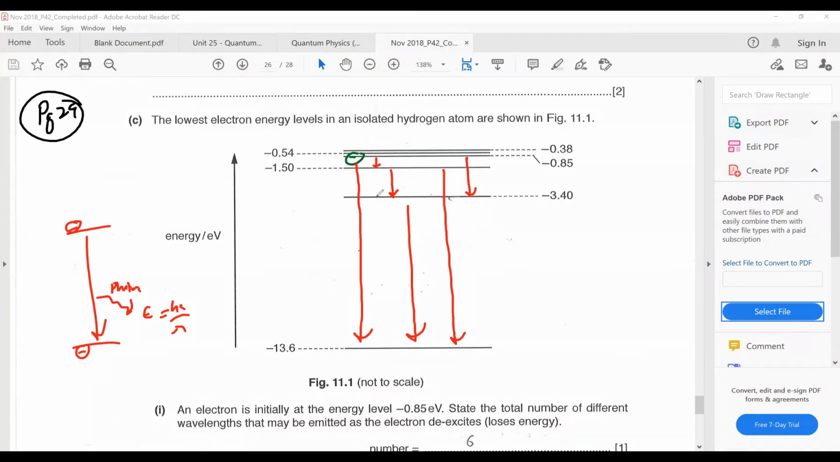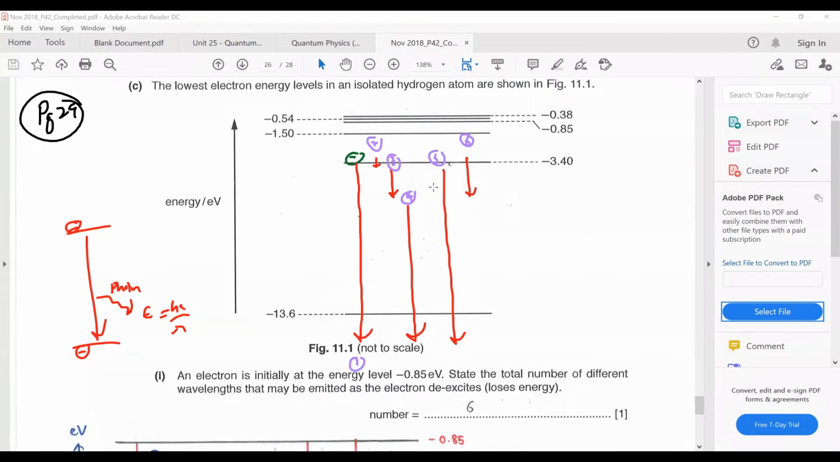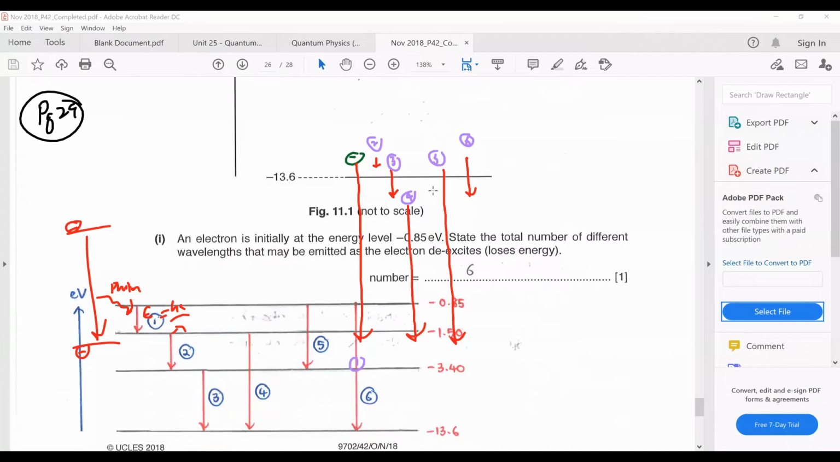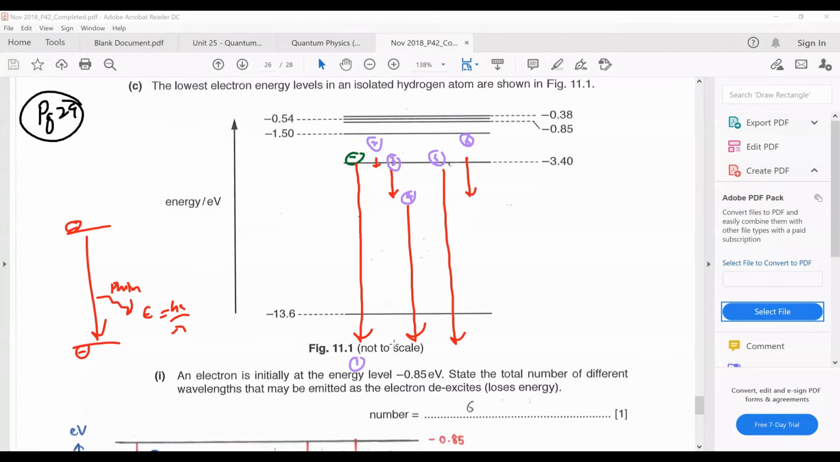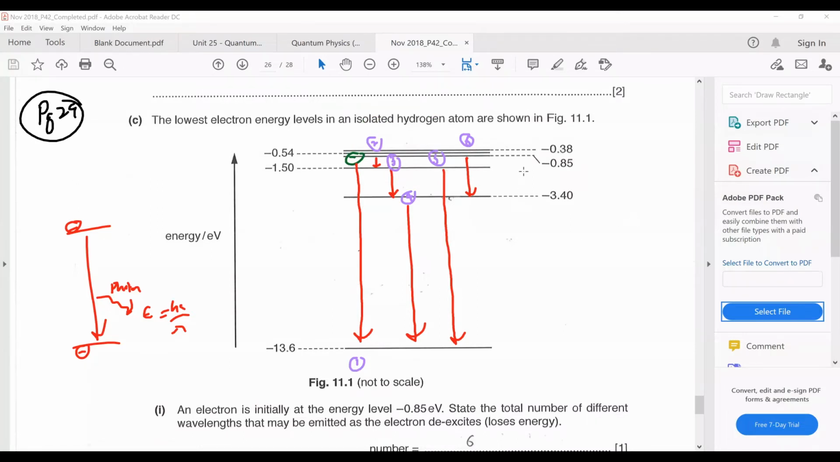Okay, so you have 1, 2, 3, 4, 5, 6. These are the 6 possible ways in which your electron can drop down. Okay, so as I written here also is the same. This one is staggered like this, this one is like this. So you see that when your electron drops down from negative 0.85 down to the lowest level, there can be 6 different unique steps in which it can do so.